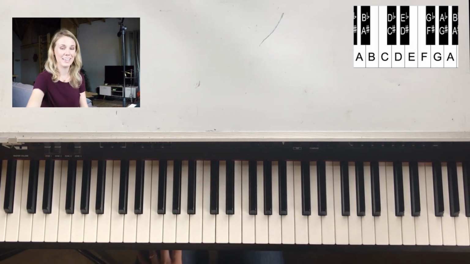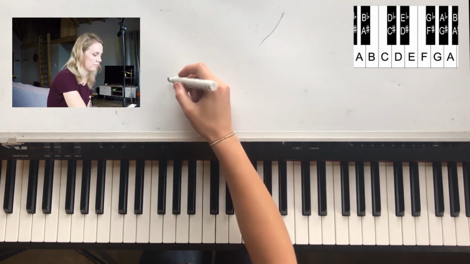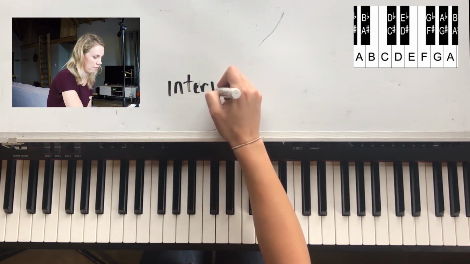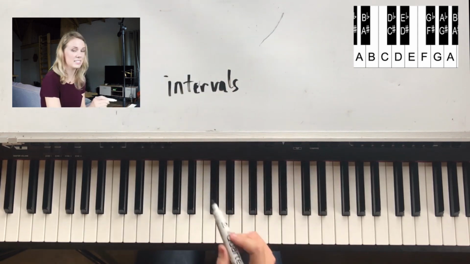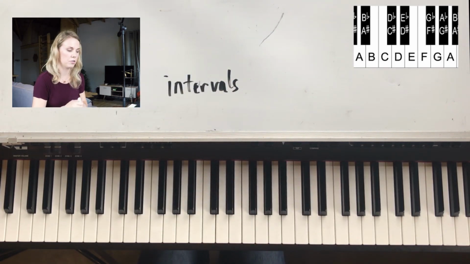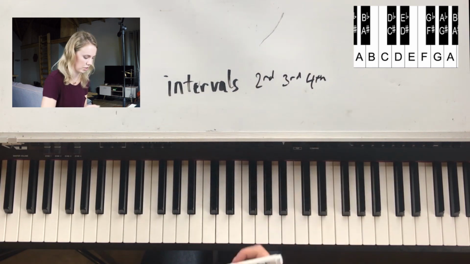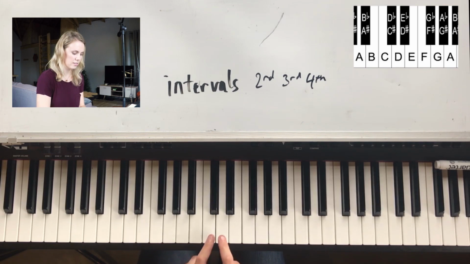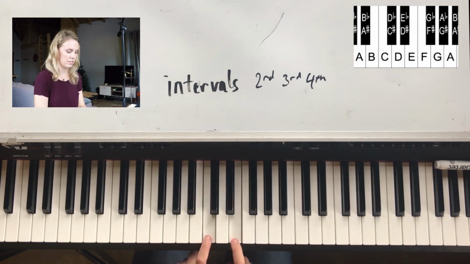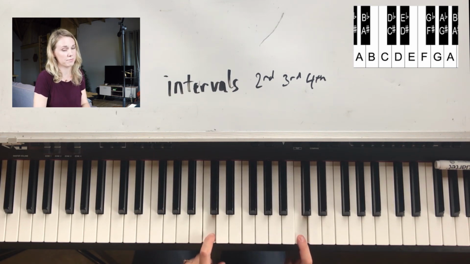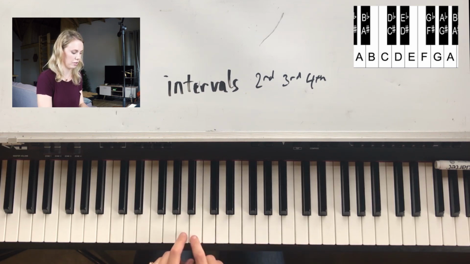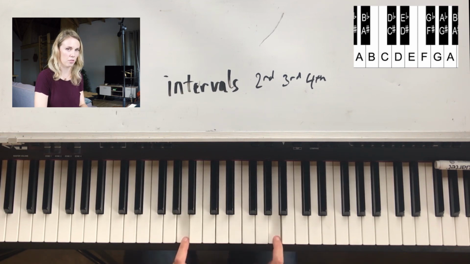Another thing that's good to know is what intervals are. Intervals is the distance between two notes. Okay, and you use them by saying second, third, fourth, etc. So this is a second. They're right next to each other. This is a third. This is a fourth, fifth, sixth, seventh, and then eighth, or an octave. Once again, I'll start here. This is a second, third, fourth, fifth, sixth, seventh, eighth, or octave.